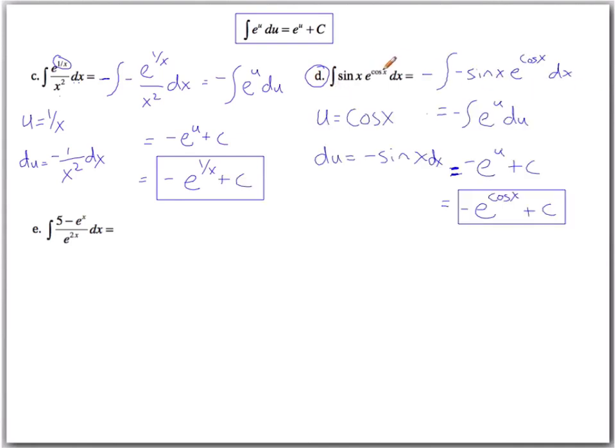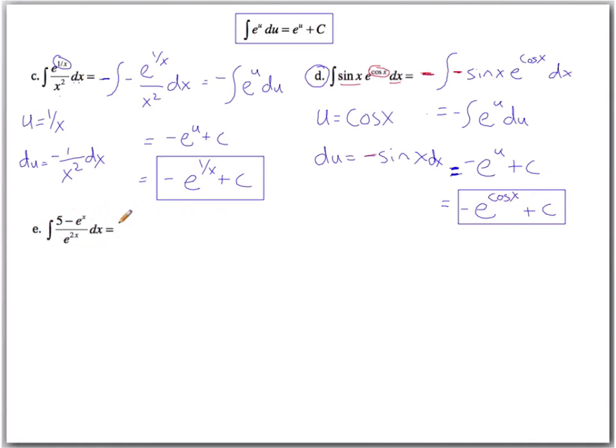All right, welcome back. You should have let u equal the exponent cosine x, and that makes du negative sine x dx. And you can see we have sine x and dx. The only thing we're missing is the negative. So we'll put a negative on the outside and a negative on the inside. If we use our u substitution now, we have negative integral e to the u du, which is just negative e to the u plus c, and then we'll back substitute our cosine x right in there.